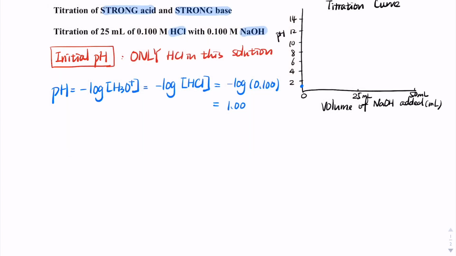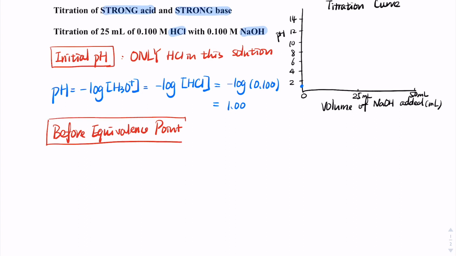Now we have the region before the equivalence point. Before the equivalence point, we have to recognize what it is. You're going to start to add some strong base. At the equivalence point, the moles of the hydronium ion will equal the moles of hydroxide ion. So in this situation, I'm going to draw my beaker again. So you have your beaker.